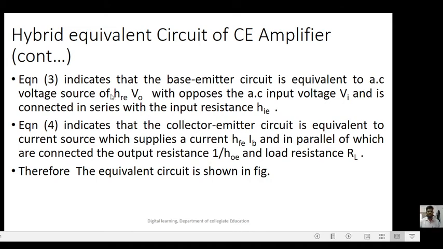So equation 3 indicates that the base emitter circuit is equivalent to an AC voltage source of HRE V0, which opposes the AC input voltage Vi and is connected in series with the input resistance HIE. Equation 4 indicates that the collector emitter circuit is equivalent to a current source, which supplies a current HFE IB, and in parallel with which are connected the output resistance 1 by HOE and load resistance RL. Therefore, the equivalent circuit is shown in the figure.